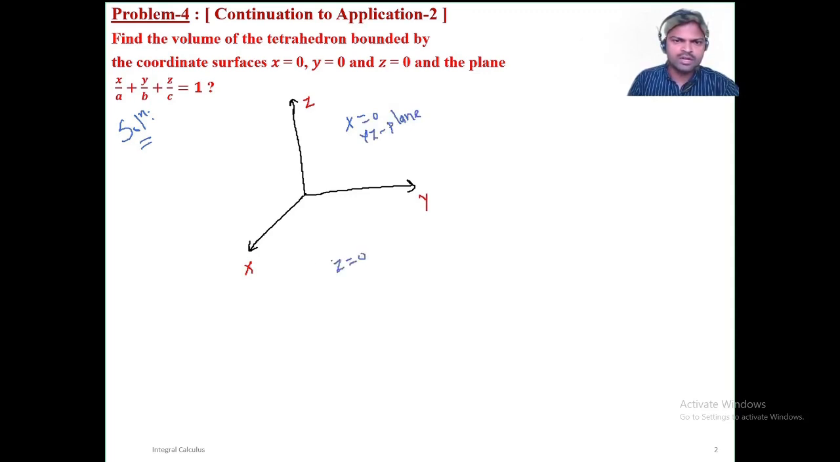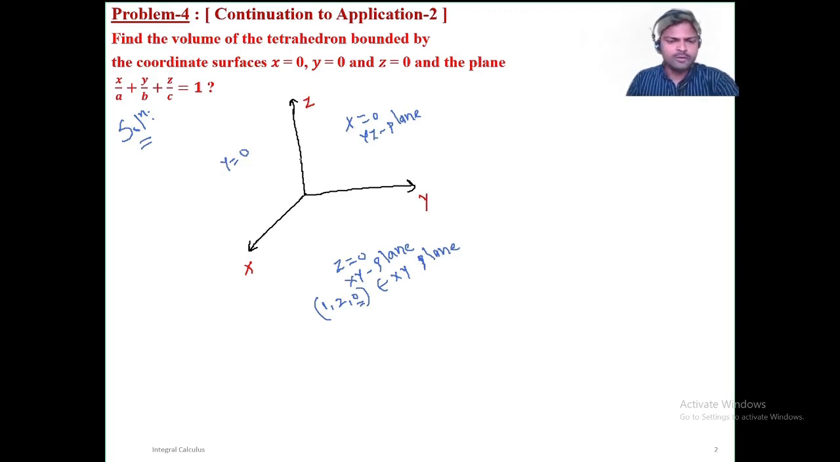Z is 0 means indirectly in this plane, xy plane, z coordinate is absent. That means if you want to give one point on this plane, it should be like, for example, 1 comma 2 comma 0. That means z coordinate is completely absent, so this point belongs to xy plane. Similarly, this one y is 0. In this, y coordinate is absent. Only x coordinate and z coordinate are present. Here also x coordinate is absent, only yz coordinates are present.